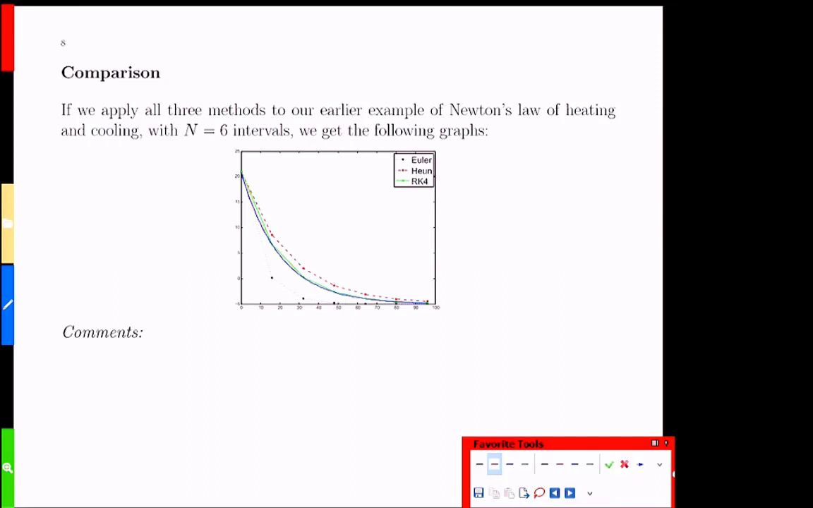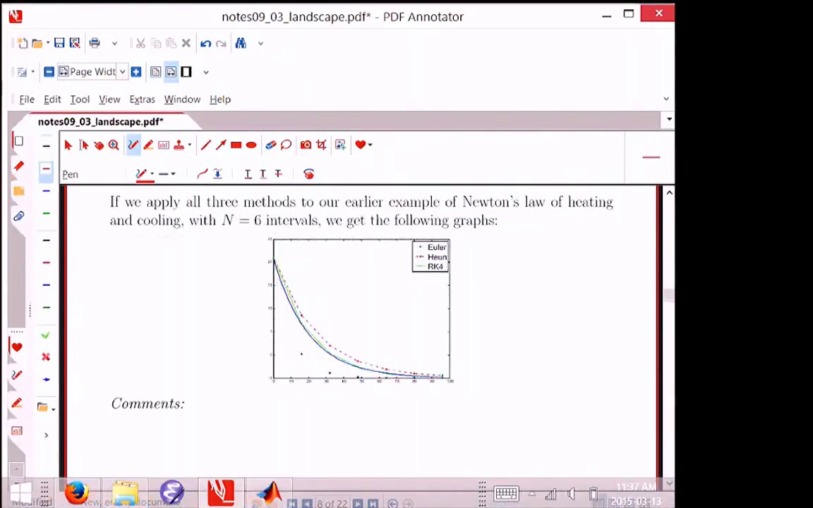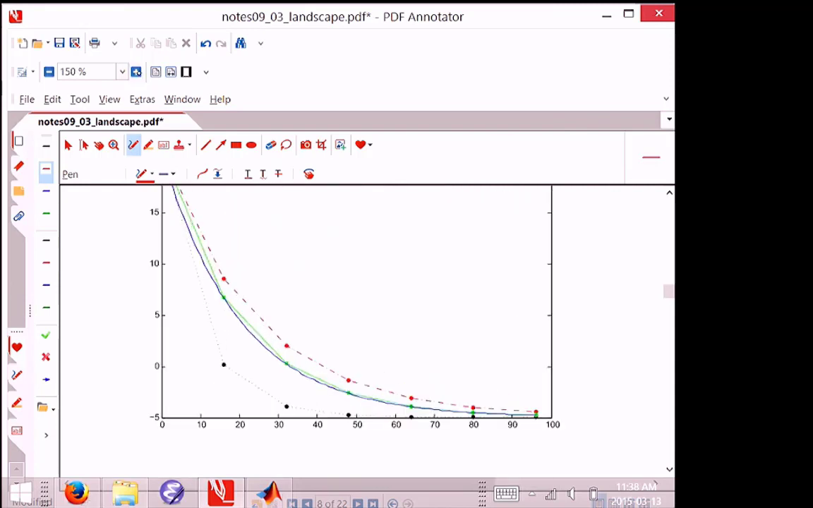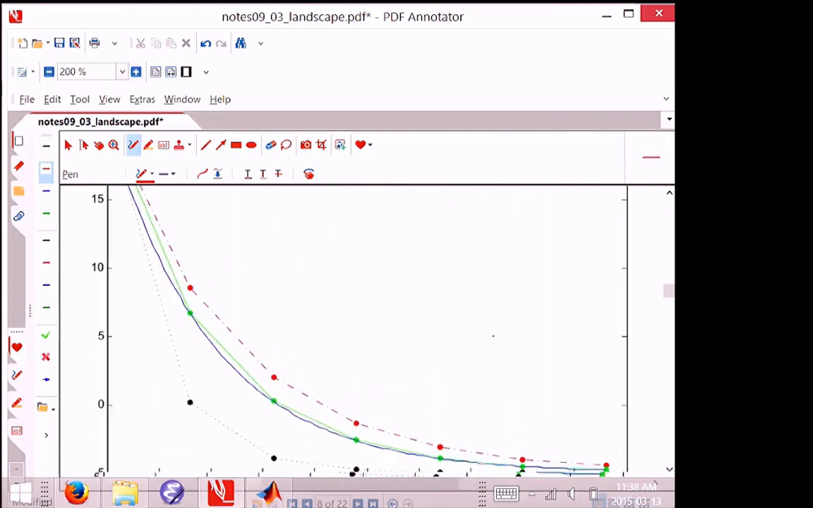Let me see if I can zoom in on this graph, make it a little bigger. Is that going to work? No. Let's try the old-fashioned zoom. Where's the zoom button? Zoom, search. There we go. So that's a little bit more obvious.